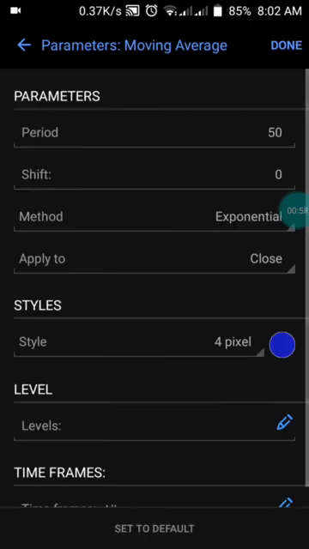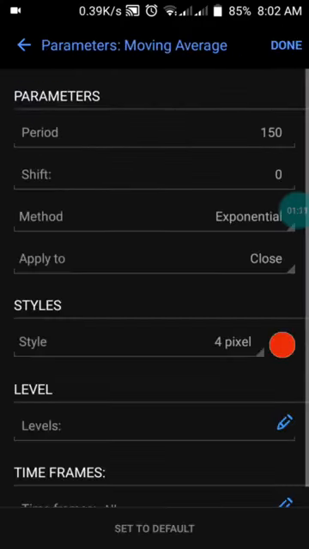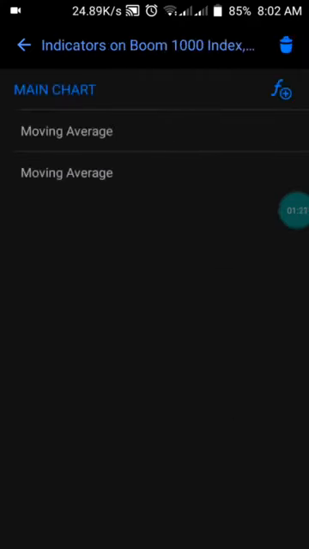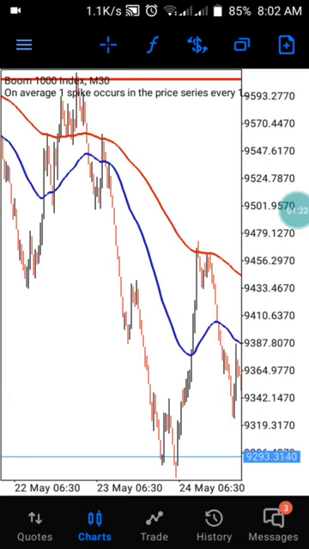So we have your moving average here, with a period of 50, shift of 0, method exponential, apply to close, and blue as our style color. Then you press OK. Then we have the second moving average, with a period of 150, shift of 0, method exponential, apply to close, and red as our color here. Then with this, you will have these same two settings on your phone.